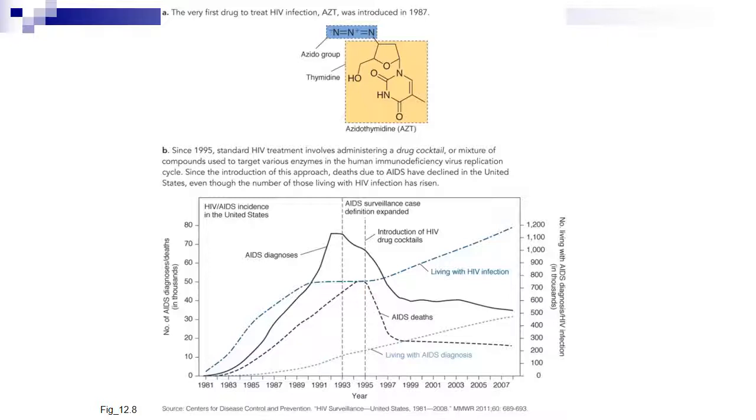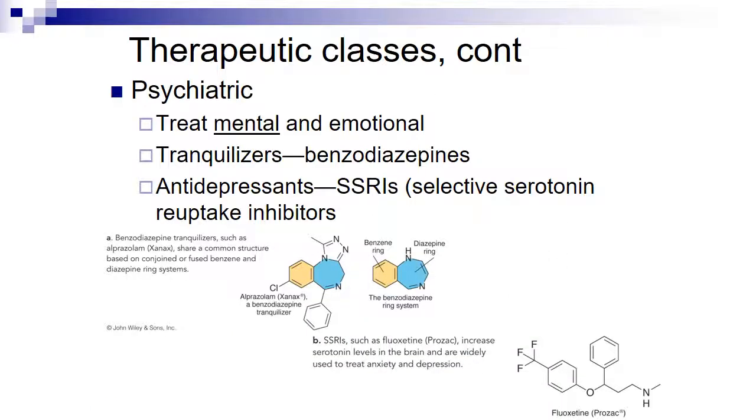So AZT was one of the drugs in this drug cocktail that they started to develop to give to people. The next therapeutic class we want to talk about is psychiatric. These are going to be used to treat mental and emotional issues. And a couple of the popular ones deal with tranquilizers or antidepressants. Tranquilizers are going to reduce anxiety. Often they're used as a muscle relaxant or a sedative.